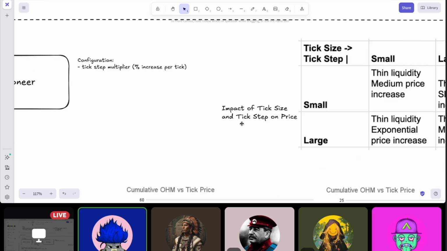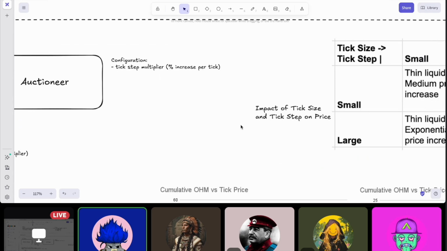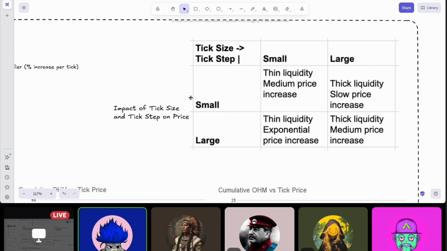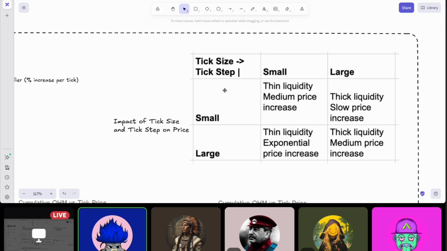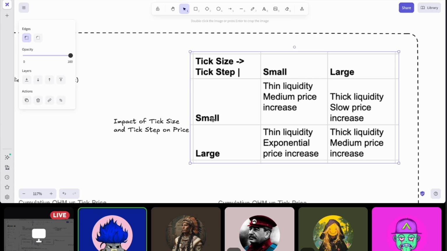So I mentioned that there are two configuration parameters, the tick size and the tick step. There is an interaction between them. When you have a small tick size, it's equivalent to thin liquidity in a tick, and it means that tick's capacity is going to be depleted very quickly. If you imagine there's 1 OHM in each tick, you're going to go through a lot of ticks if someone is trying to buy the rights to 100 OHM, and the price is going to increase pretty quickly. But you can counter that by having a small tick step, for example, 0.75%, so the price increase is not so high.